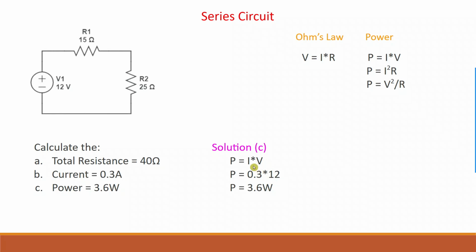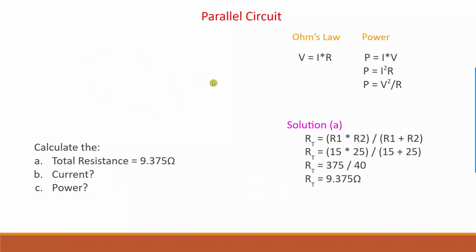So what is the I? We already calculated. The I is equal to 0.3. What is the V? V is 12. So 0.3 into 12, you will get 3.6. What is the unit of power? Watt. So W stands for watt. Now we found the total resistance, current and power. Resistance 40 ohm, total current 0.3 ampere. What is the power? 3.6 watt of this series circuit.